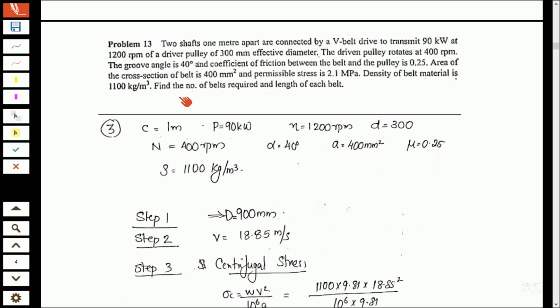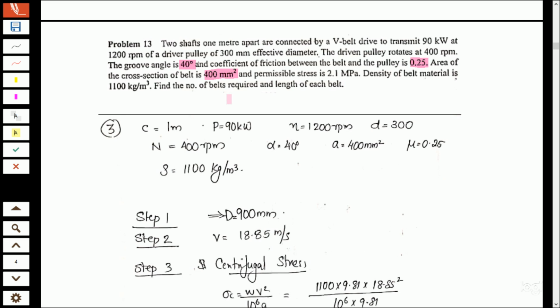Here also they have asked us to calculate the number of belts, but there is some specialty because we have a lot more data compared to the previous questions. What are the extra data given? Groove angle they have given us 40 degree, coefficient of friction they have given us 0.25, and one of the most important data, area of the belt 400 mm square.